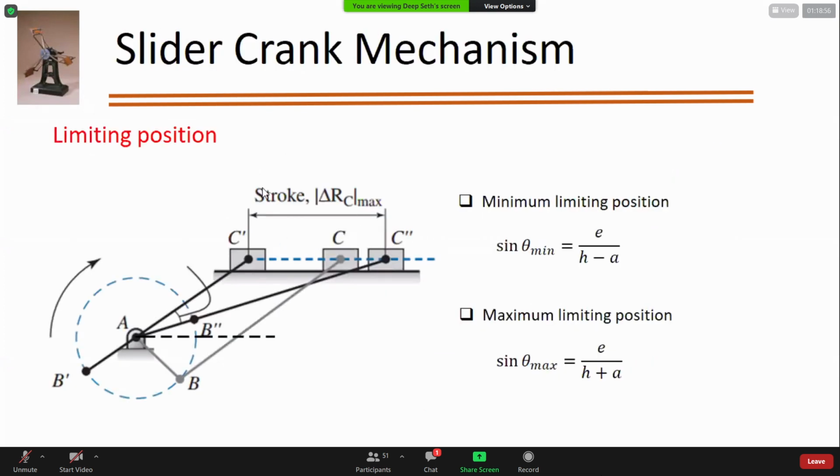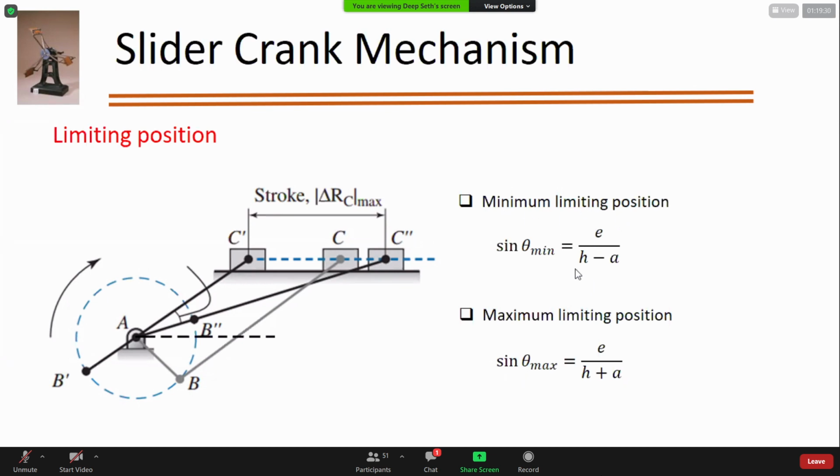Now in slider crank as well, you will have limiting positions. What will be the limiting position? When your slider is at the maximum side where it can reach, there you will have the maximum limit, and if it is over here at C dash, you will have the minimum limit. So you will have sin theta min and sin theta max. Two thetas will be formed.